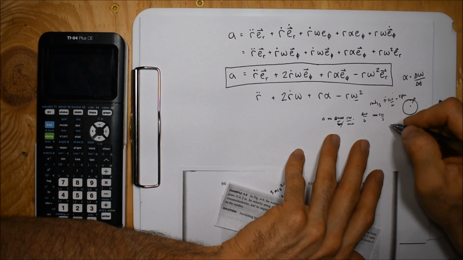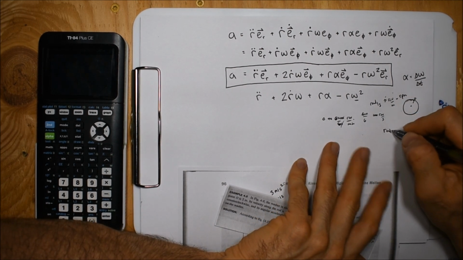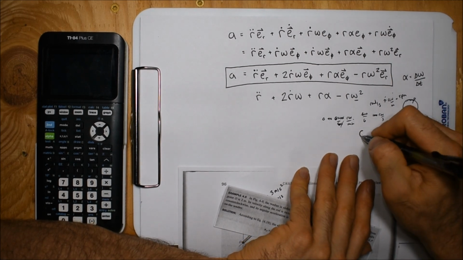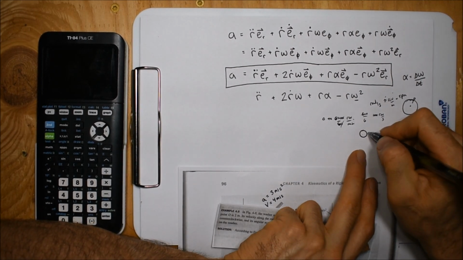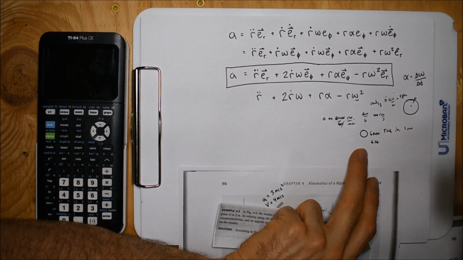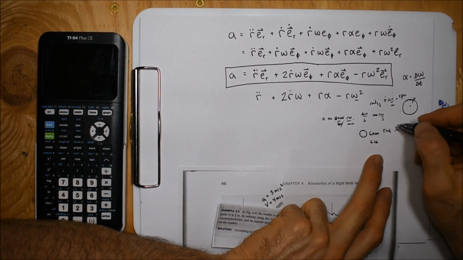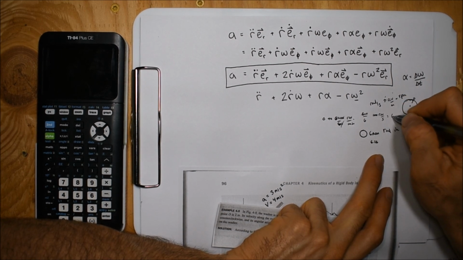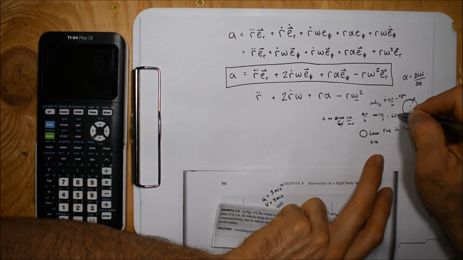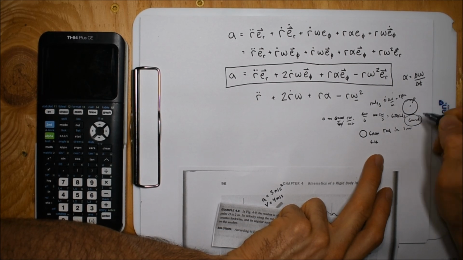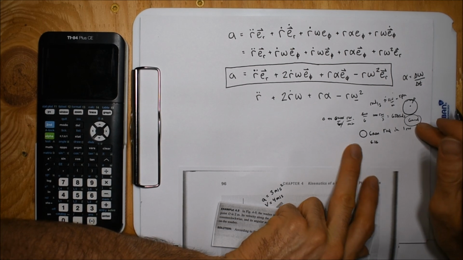Now, how many radians are in one revolution? How many radians are in a circle? A circle is 2 pi radians, or 6.28. So 100 revolutions times 6.28 is 628 radians per second, or about 600. Okay, we get it.